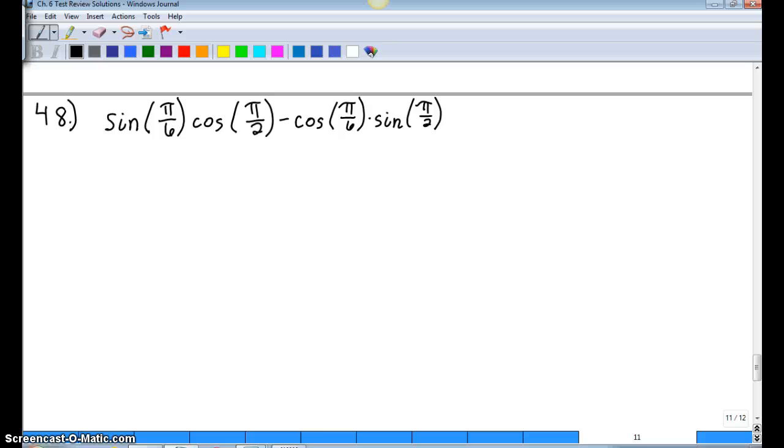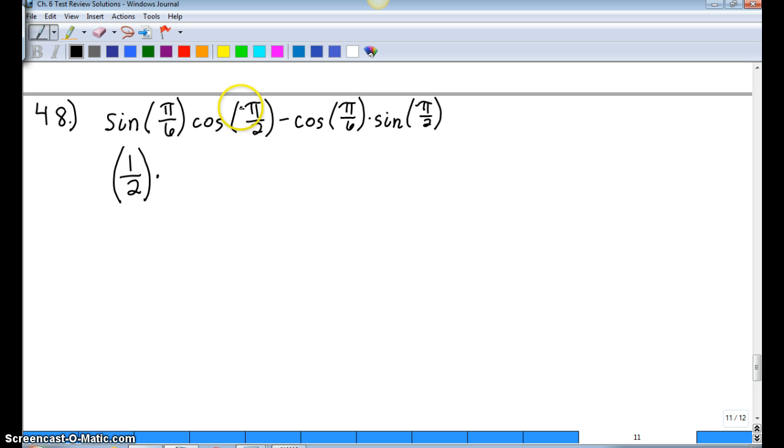Okay, number 48 in section 6.4 is really just a test of how well you know the unit circle. So your answer has to be in exact form as a fraction. What you end up doing is just solving each of these four: sine pi over 6, cosine pi over 2, cosine pi over 6, and sine pi over 2. If you know the unit circle value of sine pi over 6, it's going to make things a lot easier. For example, sine pi over 6 you should know is a half, so we'll reduce that.